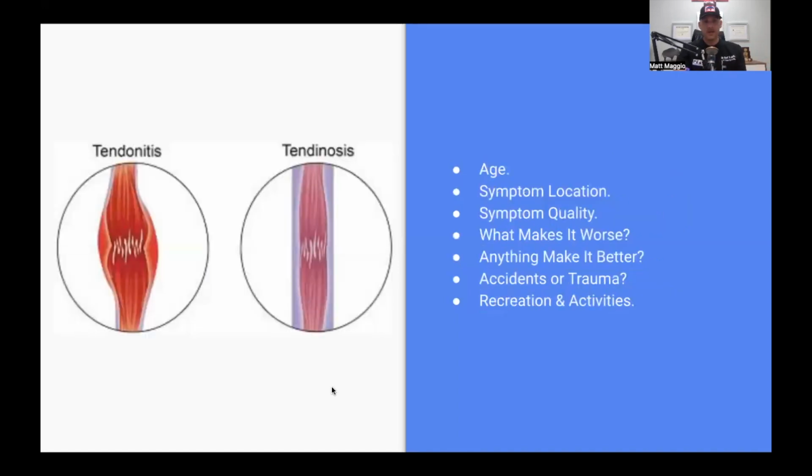The next problem is what's called a tendinosis. Most people think of tendinitis, and I have this slide over here in this picture. A tendinitis is a healthy, normal muscle, but there's some type of inflammation happening in there. A tendinosis is actually a degenerative component of the tendon.